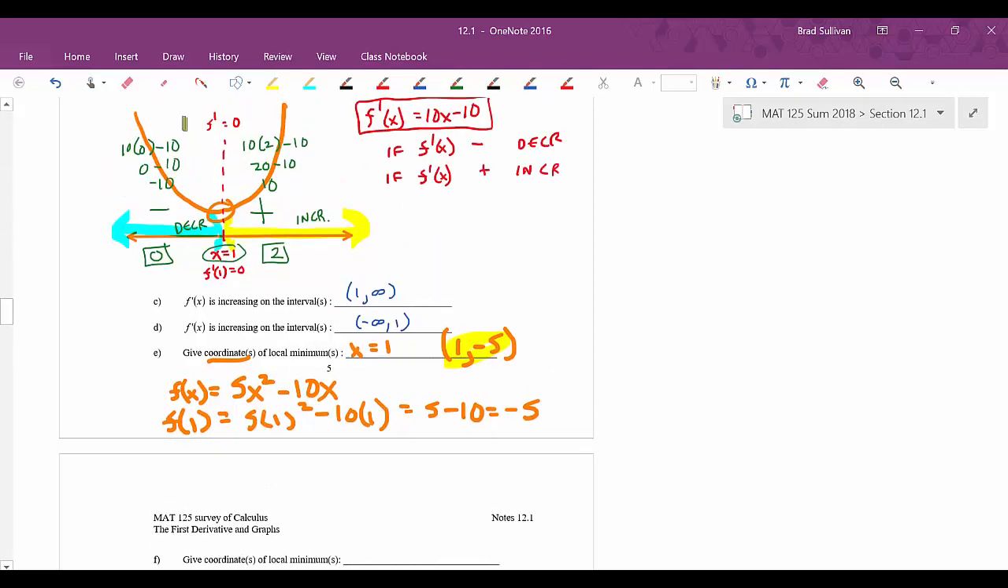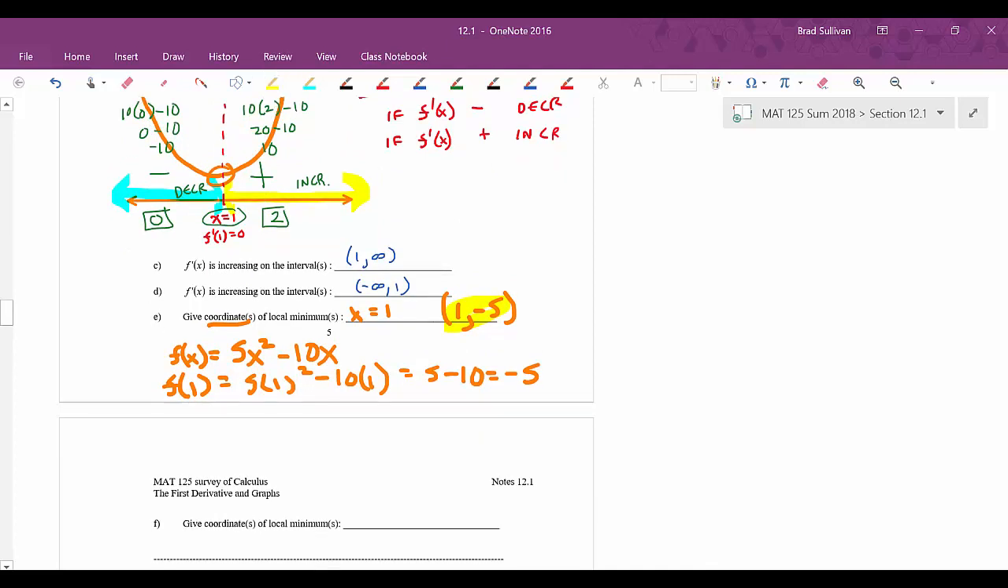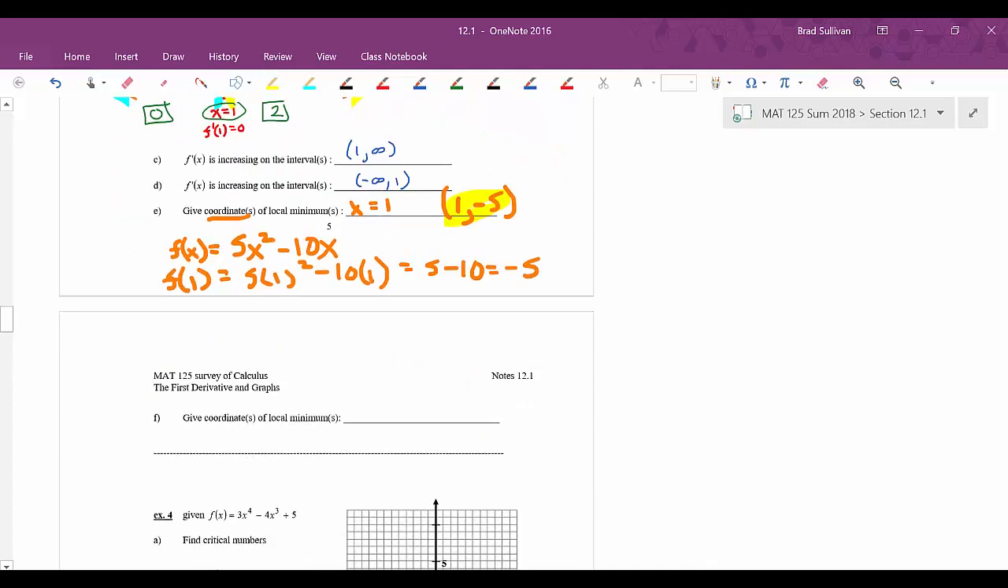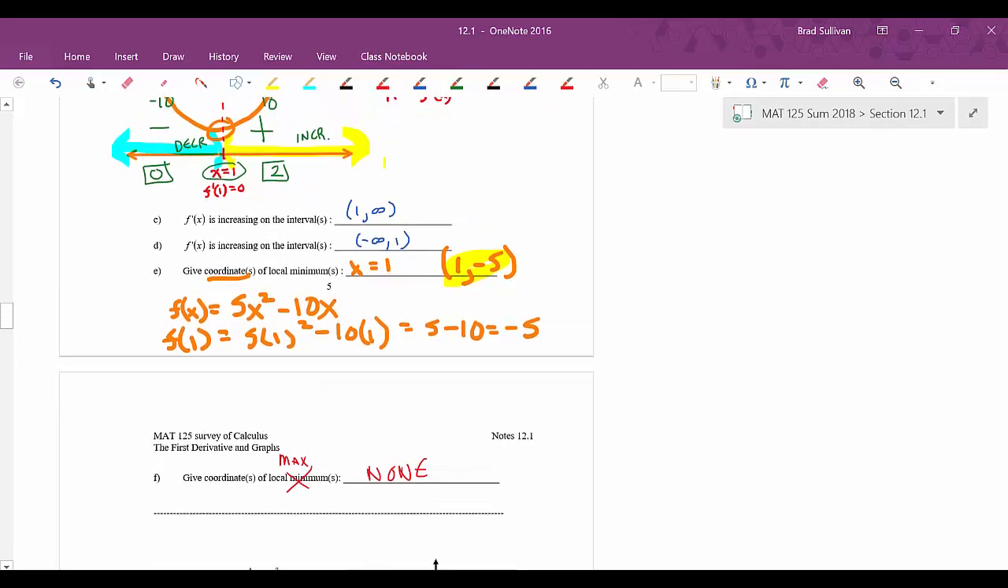Okay. Now there isn't a max. Since the function decreases and increases, there is no maximum. I'm pretty sure, I think on the handout, this was intended to be what is the max, so there isn't one there.